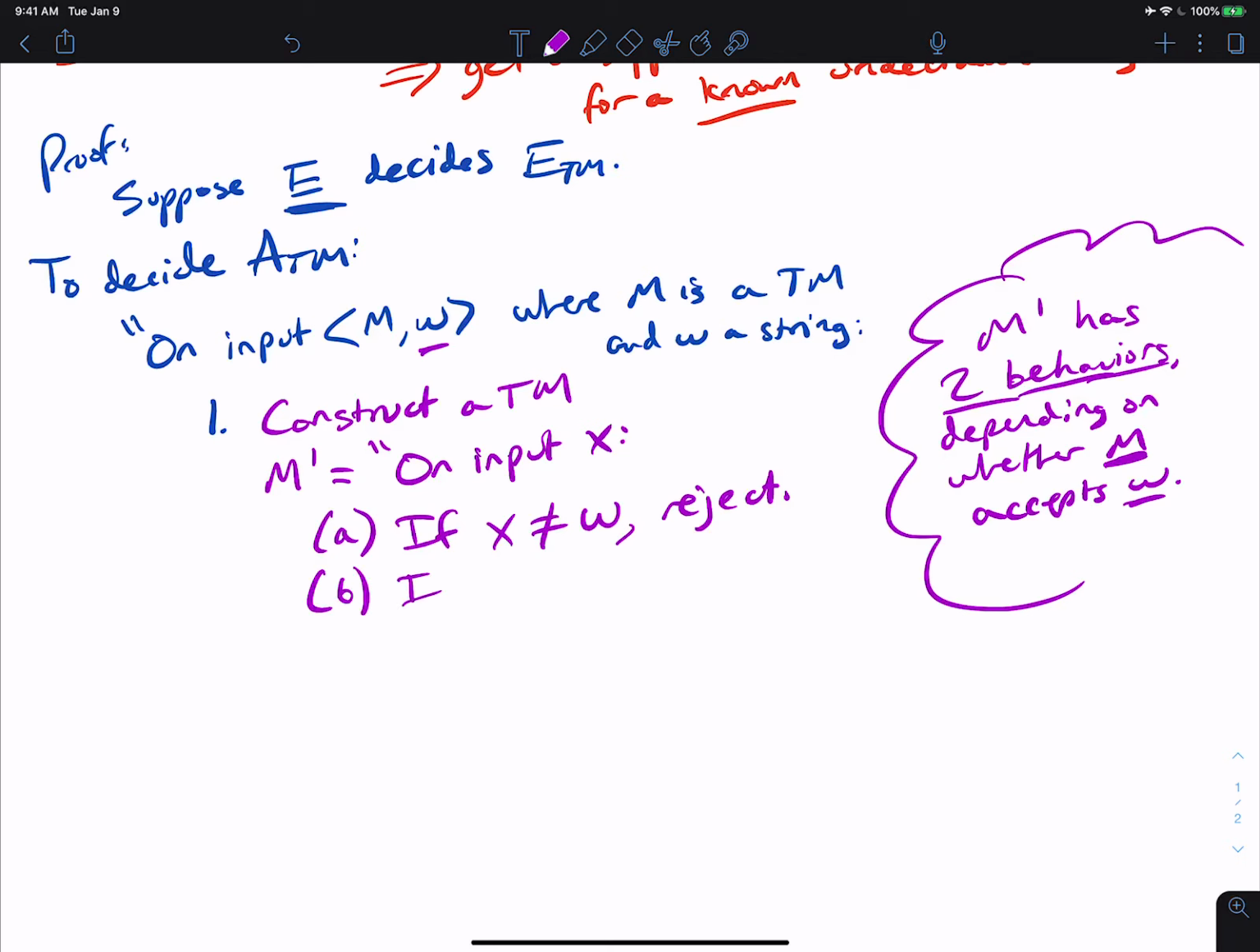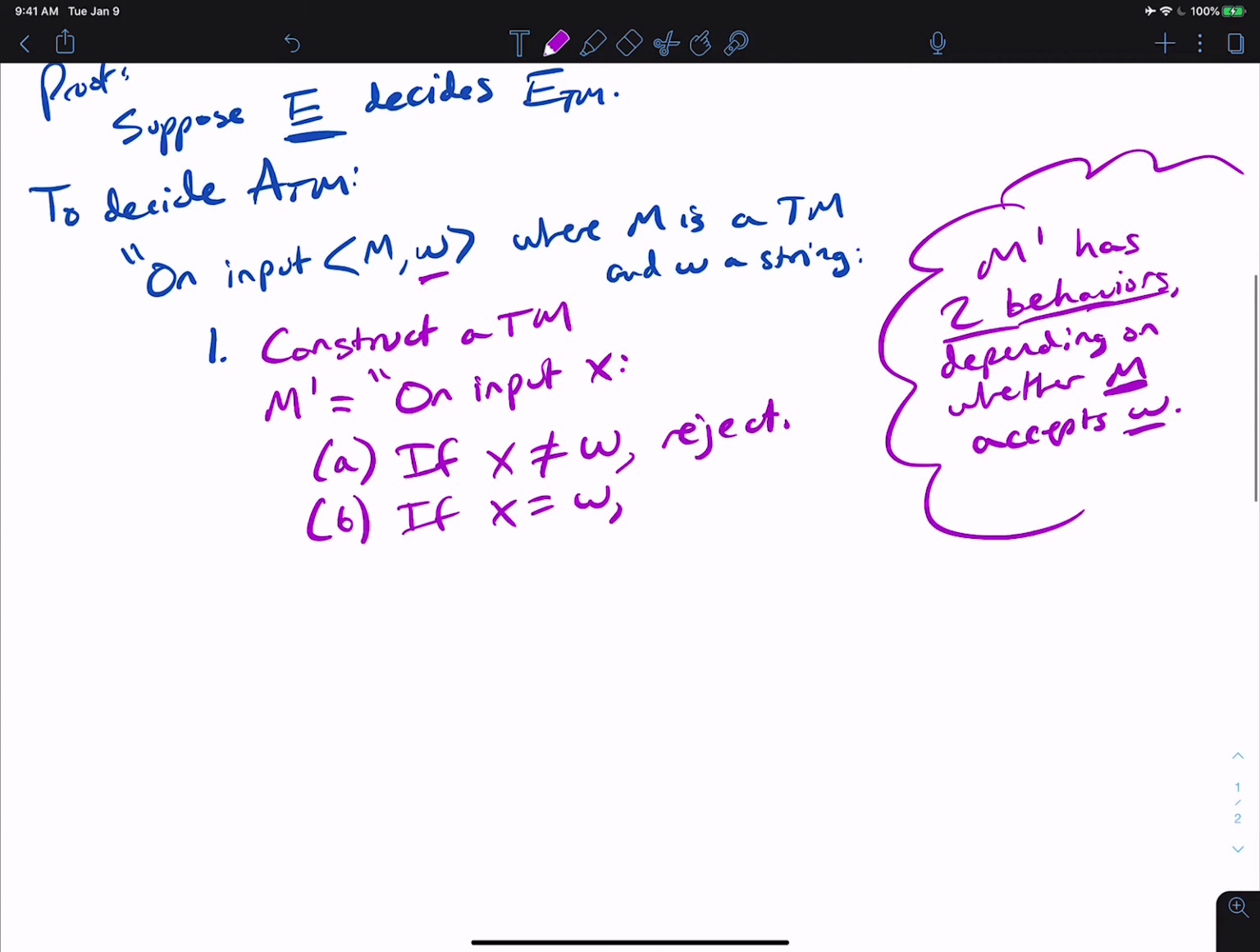But otherwise, if X is equal to W, so the only case is whether X is equal to W, then run M on W. And if M accepts W, then we will accept.